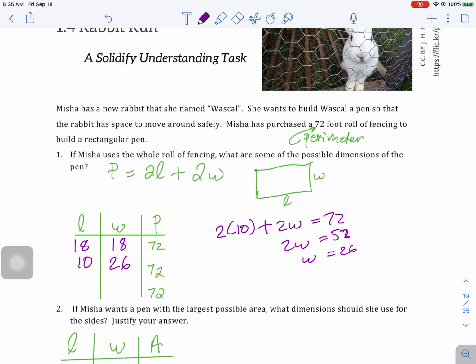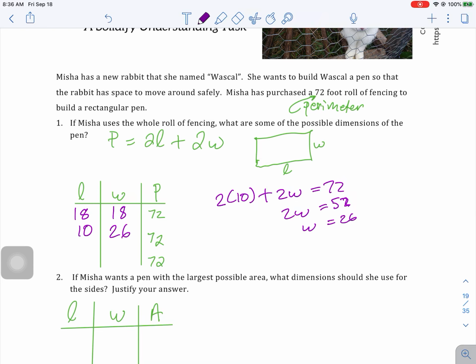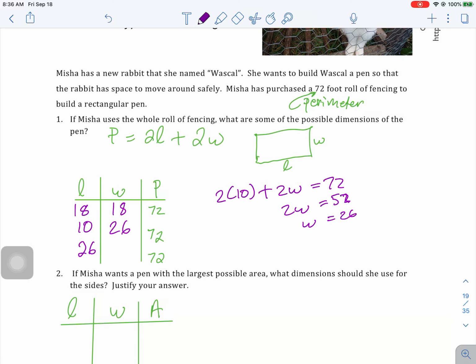So then we could have 10. Let me make sure that's right. 72 minus 20 is 52, 2 times the width is 52, so it'd be 26. So that works. It could also work the other way. If we had 26, that means the width would have to be 10. So those are some possibilities.